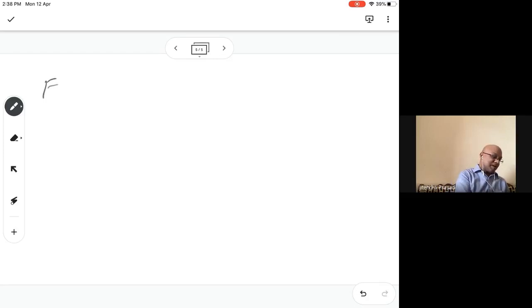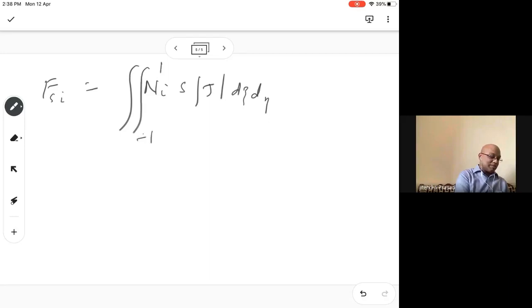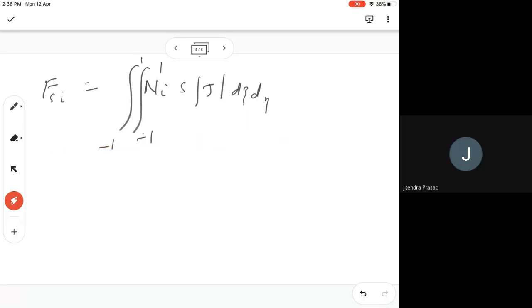So just like S_i will be equal to the integral of N_i S, right? And then the Jacobian, right? And then you have d xi d eta, and you have -1 to 1, -1 to 1. Hence you do that, that's it, and you are done. That's how you do it, right?